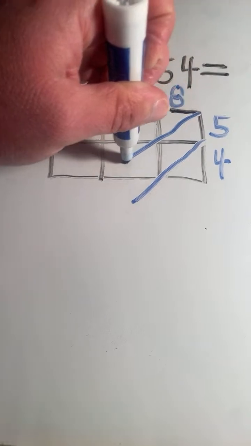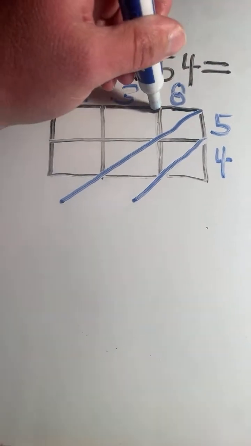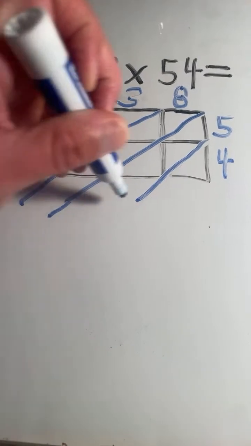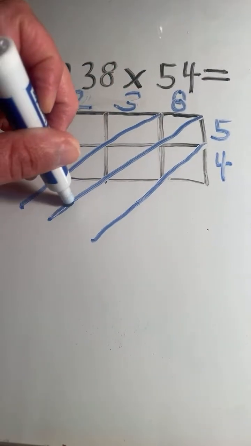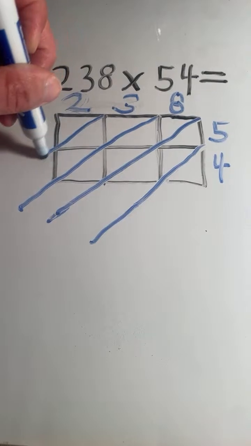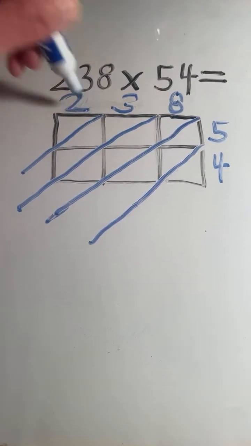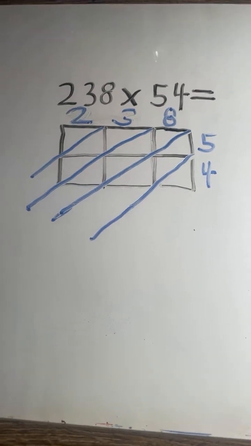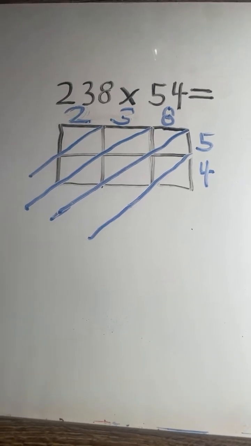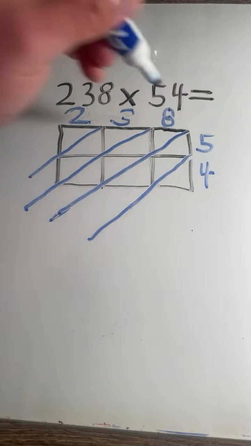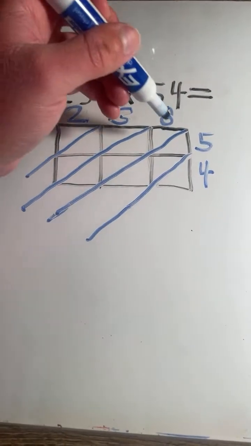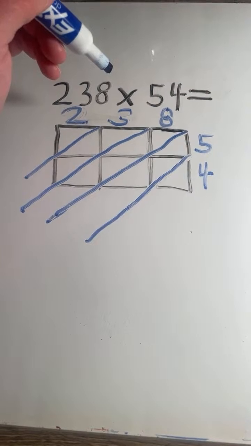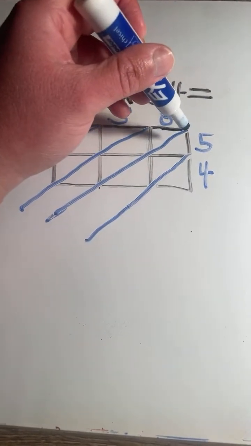So now we are drawing our diagonals through each of the squares. And now we are ready to multiply. So we'll start off. We're going to multiply 8 times 5. The answer to 8 times 5 goes in this square, and each digit goes in a separate triangle. So 8 times 5 equals 40.